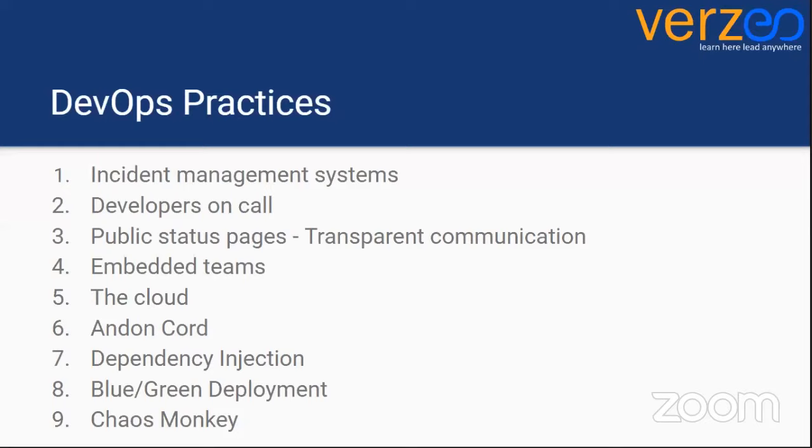For embedded teams, we have been talking about the same thing, which means that the DevOps guy and the operations guy should be collaborating with each other and working together.